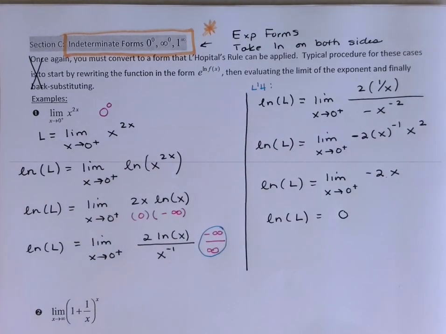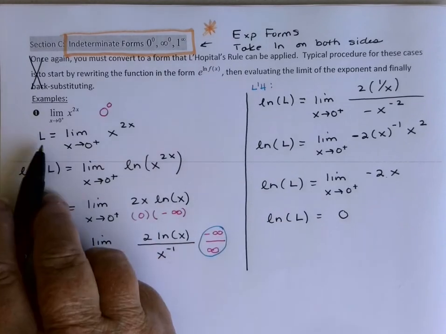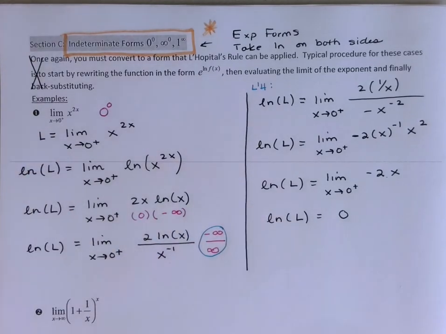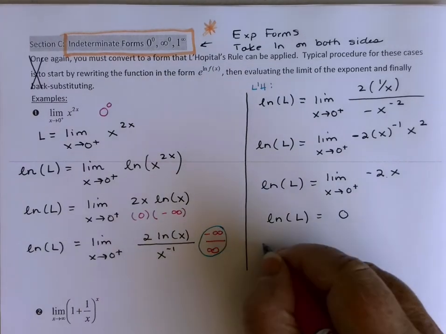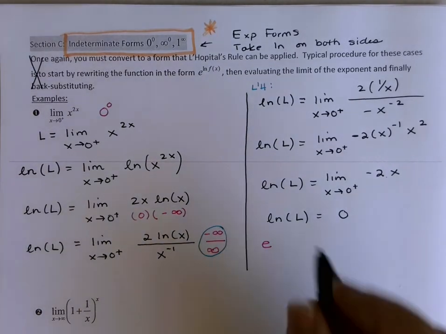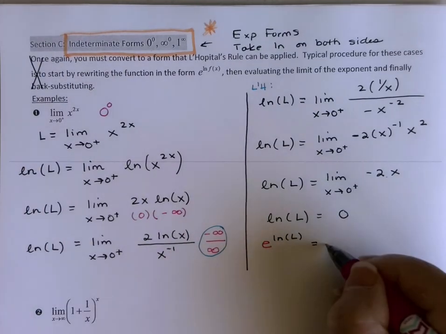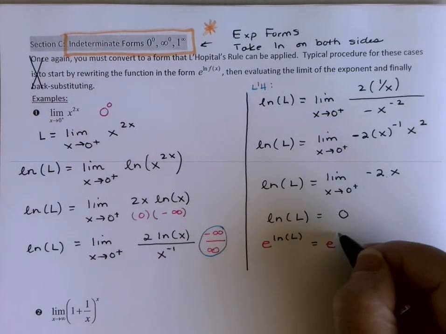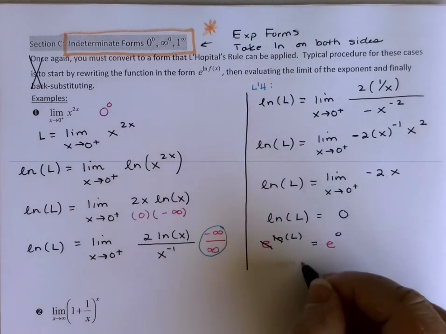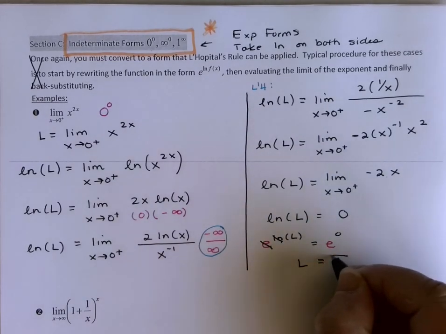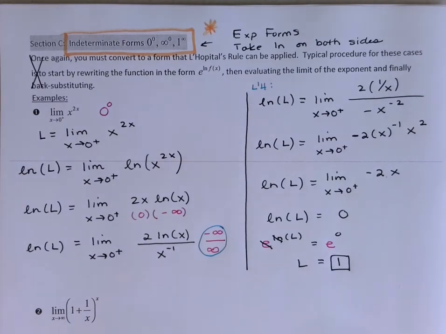Now that's not my final answer yet, right? That's not the limit I wanted. That's not L. That's the natural log of L. So one more algebraic step here. If I just exponentiate on both sides, e to the ln L equals e to the 0. L is actually 1 for my final answer. Easy to forget that last step.